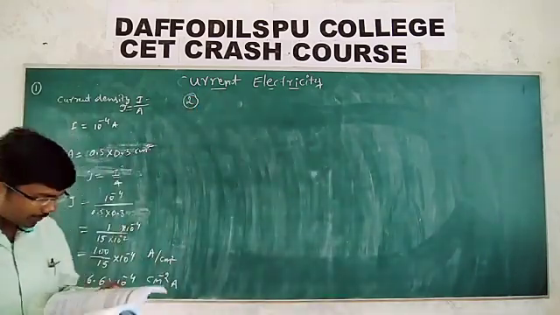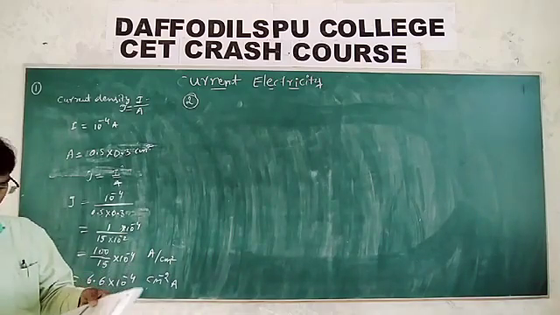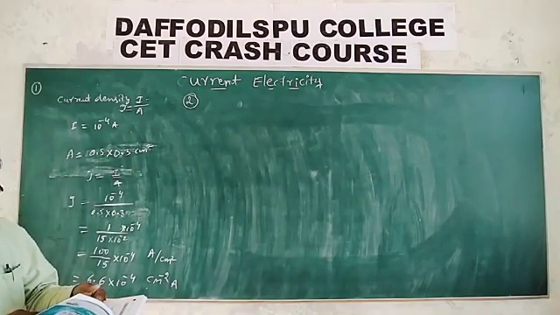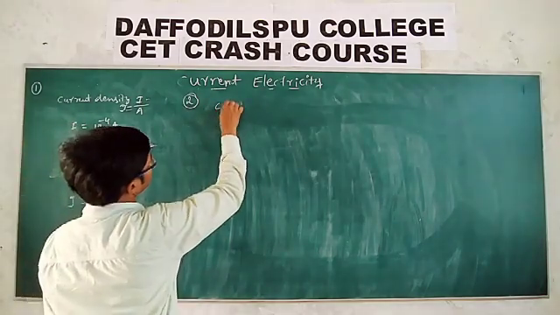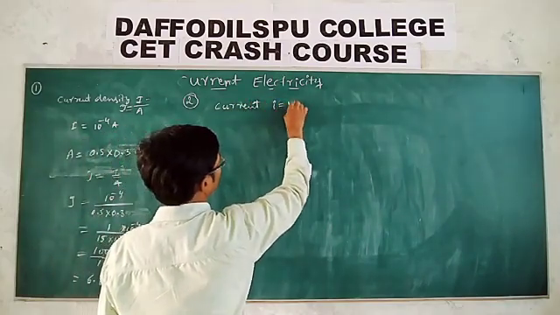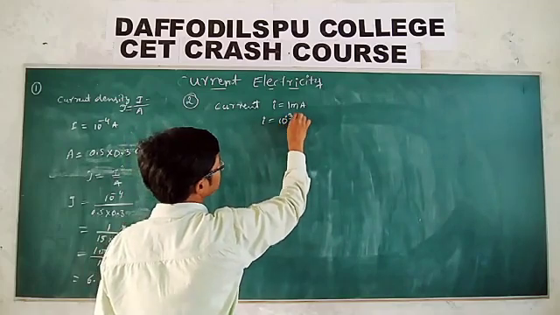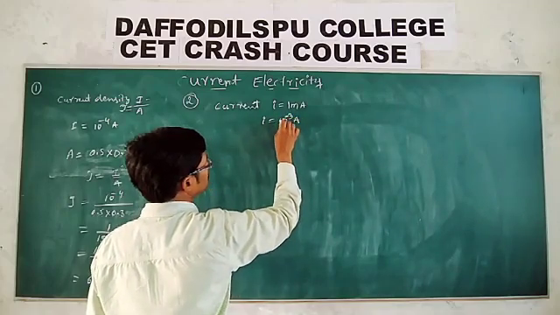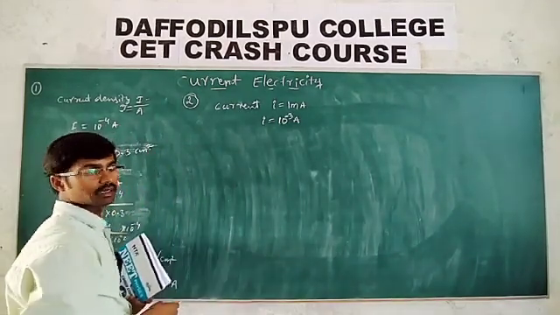A current of 1 milliampere flows through a copper wire. How many electrons will pass through a given point in each second? What is the current flowing? Here 1 milliampere. 1 milliampere means 10 power minus 3 ampere. Current is 10 power minus 3 ampere.